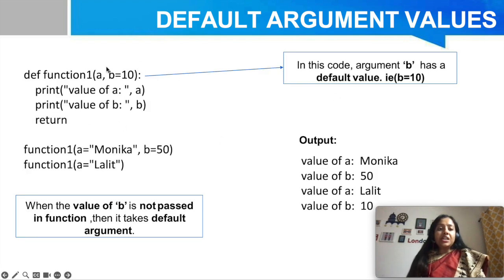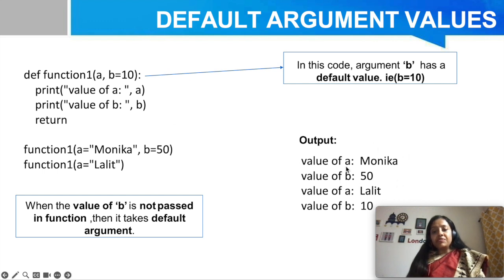So what is happening in this program? We have a function called function1. You can see this is the required argument, that is A, and B is the default argument. We are printing A and B. First time, as you can see, we have passed a value for A, and we have passed a value for B also. In this case, this value 50 overrides 10 here.